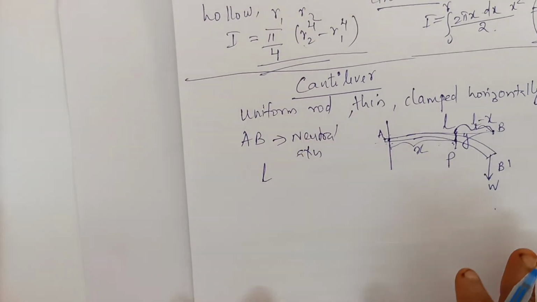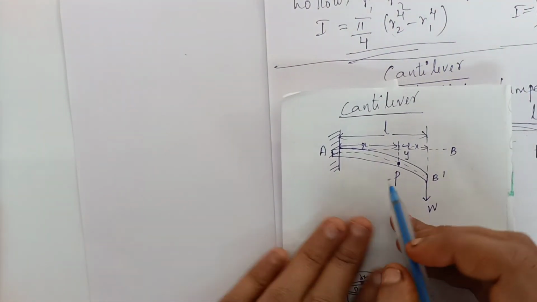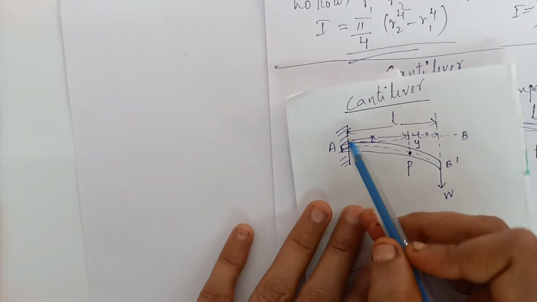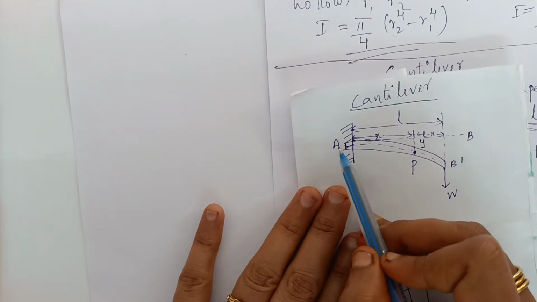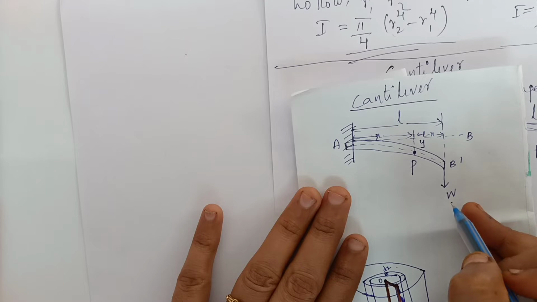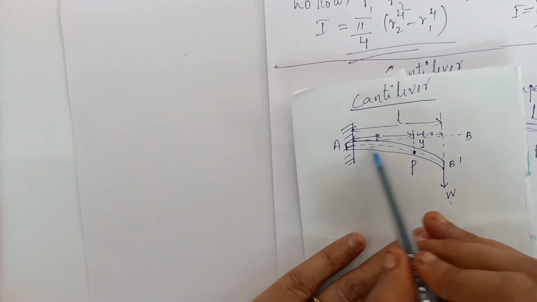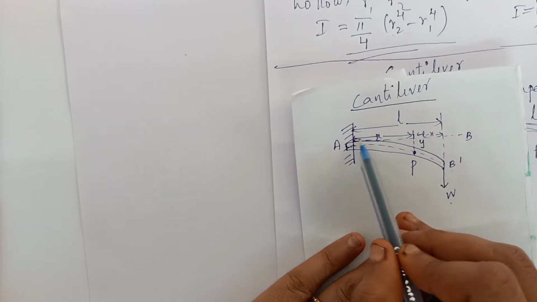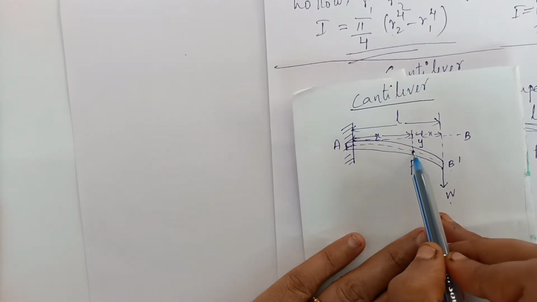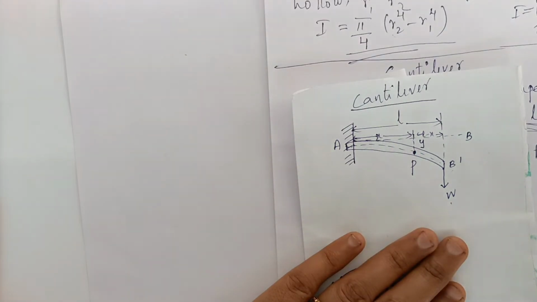So let us see this diagram once again. This is the diagram for the cantilever. Here we have a rod AB clamped at A. We give a weight W, mg acting downwards, so B has changed to B dash. Now let's consider a point P at a distance x from A.